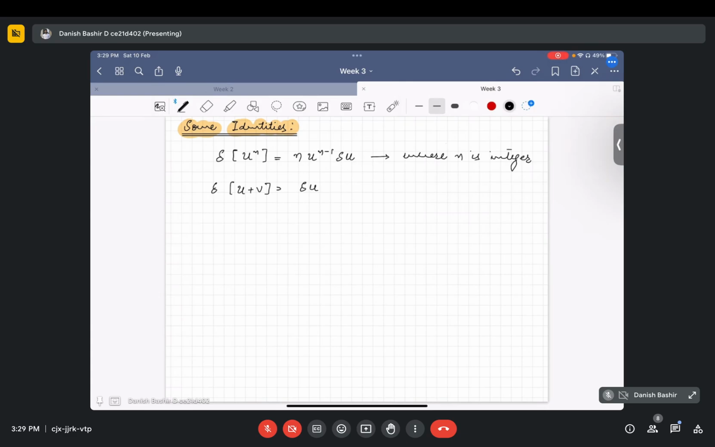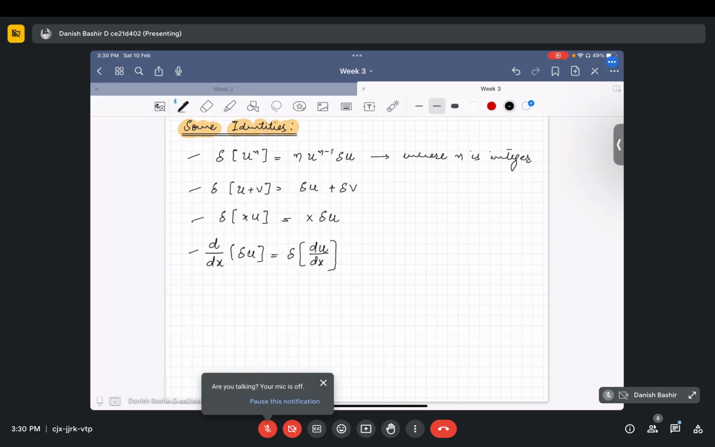And the variation of a constant x multiplied by u is equal to x times the variation of u, we take the constant outside. These are the identities. And one more thing: if differentiation is occurring, like a differential operator on some function, and you are operating the variational operator on some function u, we can take the variation outside and put the differentiation inside, d u by dx. These are the identities.